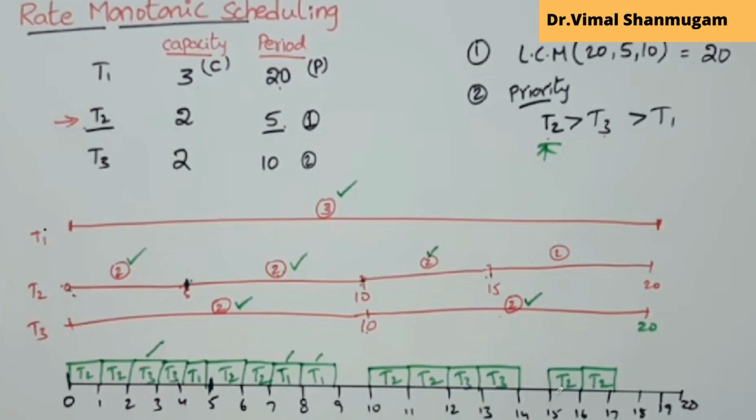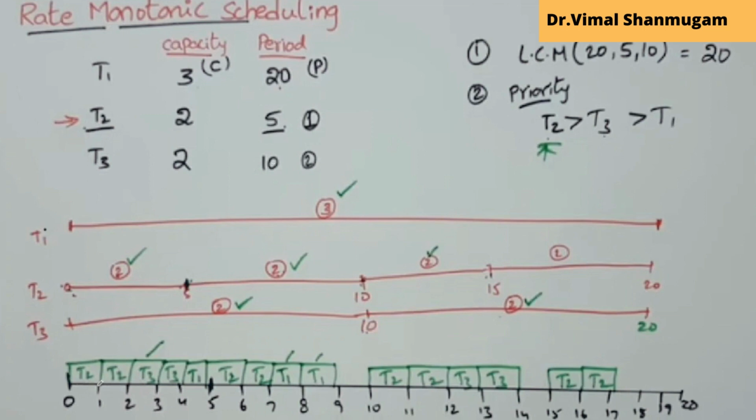Then again the next 5 minutes come for execution. In that time period, T2 will be executed again. T3 will not come again, because the time period given for T3 is 10 minutes. Every 10 minutes once, T3 will be executed. Okay, so you can check here.